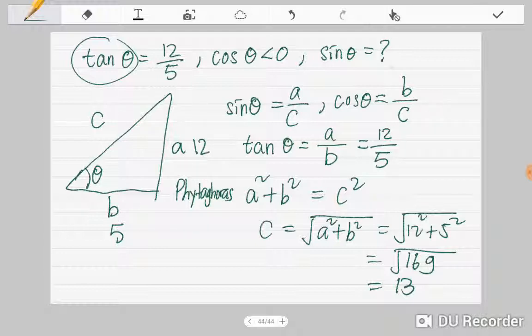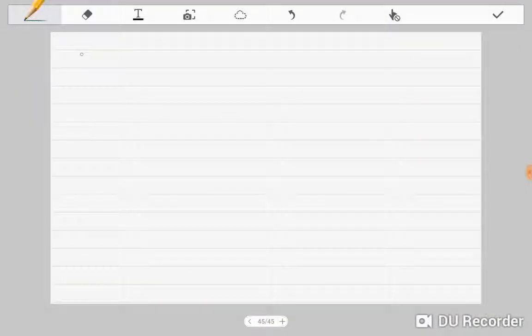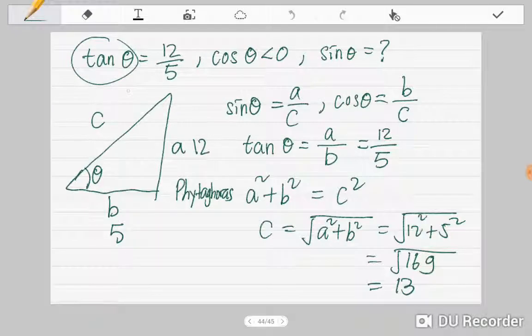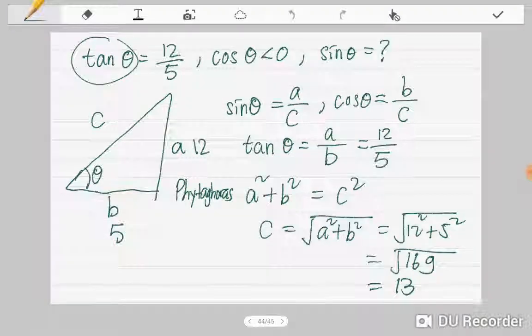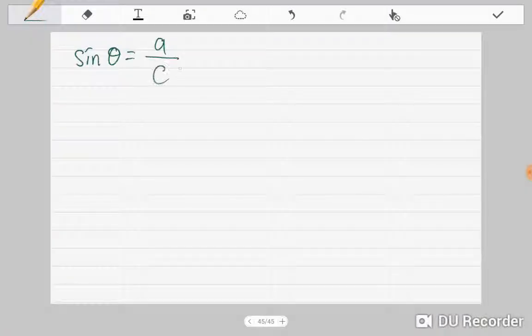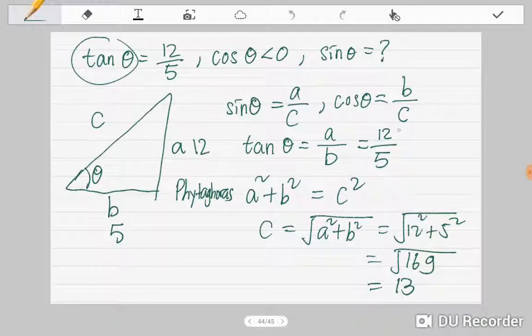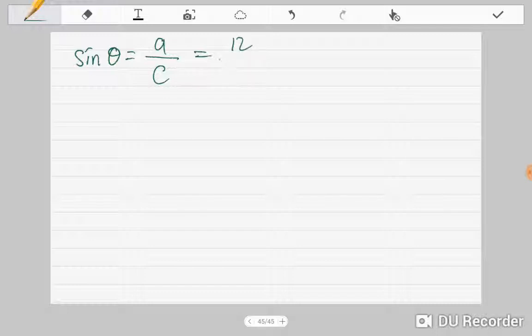Now it's asking for sine. What is the sine? First, let's define. Sine theta, based on our definition, is A on C. It's front divided by the hypotenuse. So A is 12 and C is 13. So it's 12 on 13.